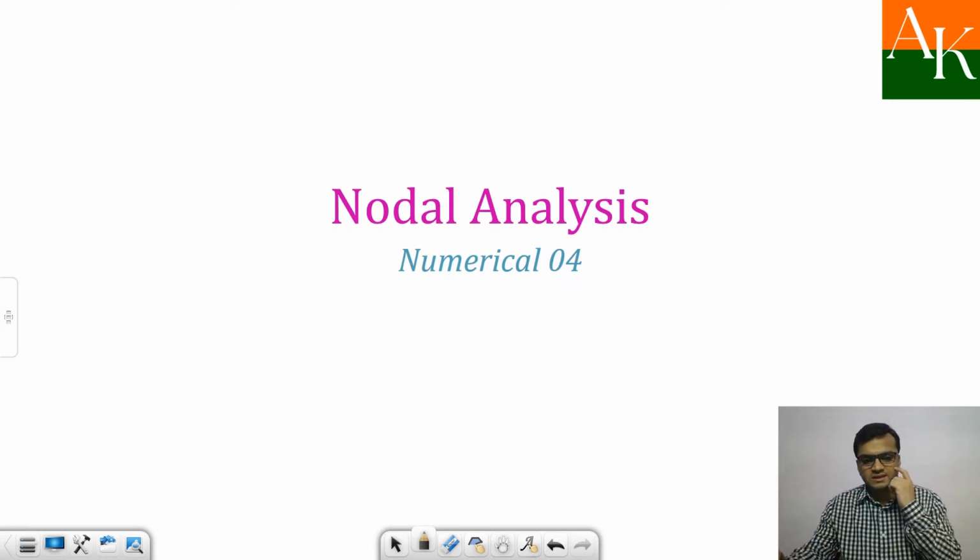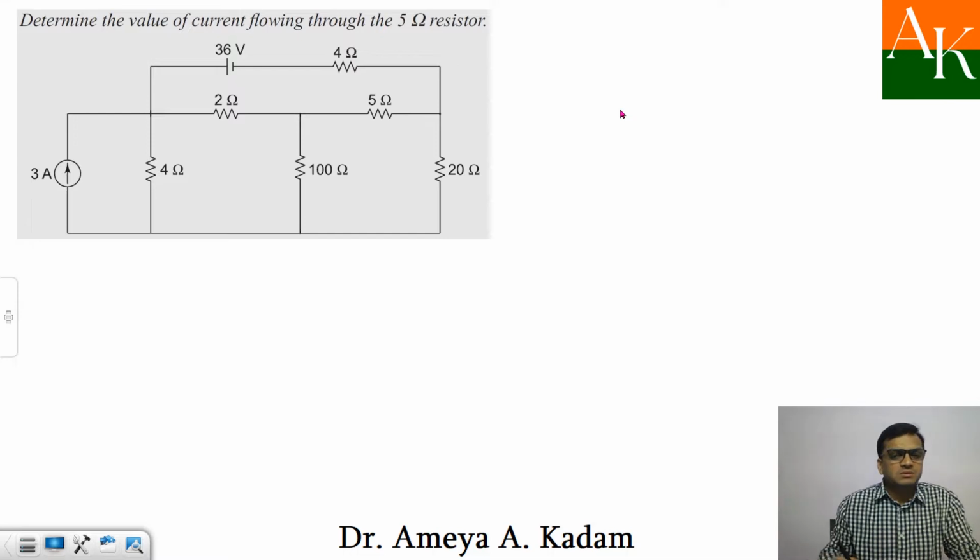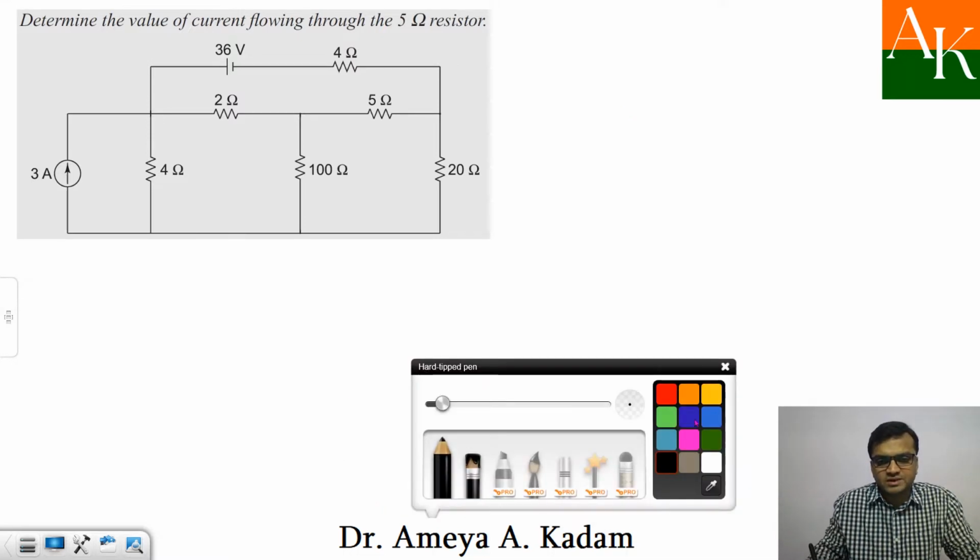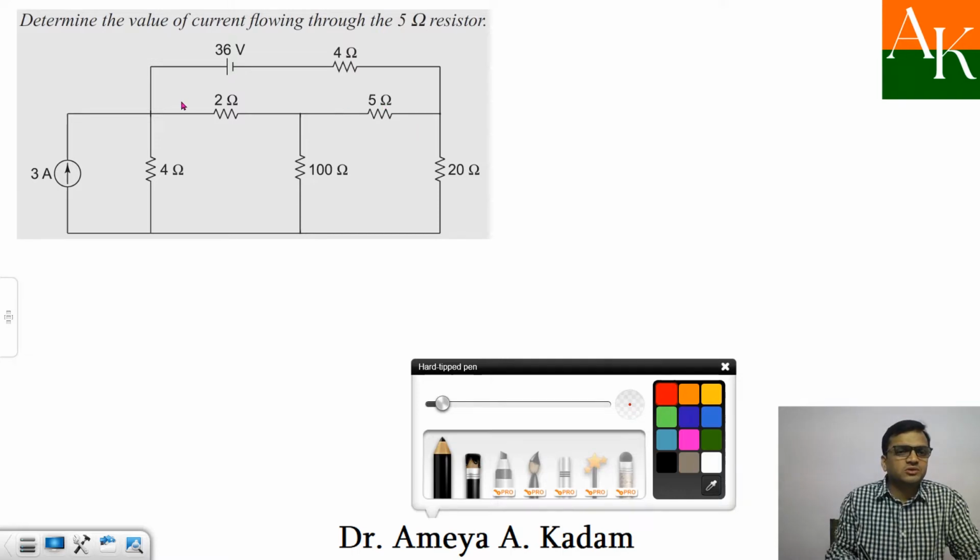Hello students, in this lecture we will see the fourth numerical on nodal analysis. The problem statement is: determine the value of current flowing through the 5 ohm resistor, and the 5 ohm resistor is present over here. So according to nodal analysis, first of all we have to identify the nodes.